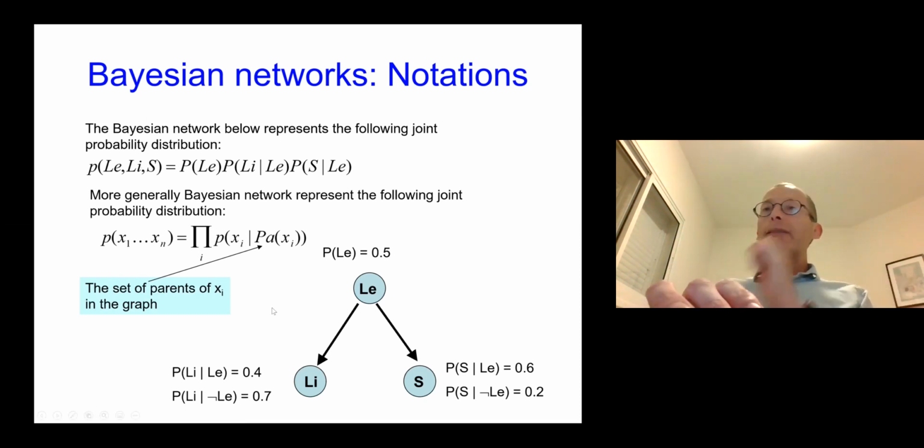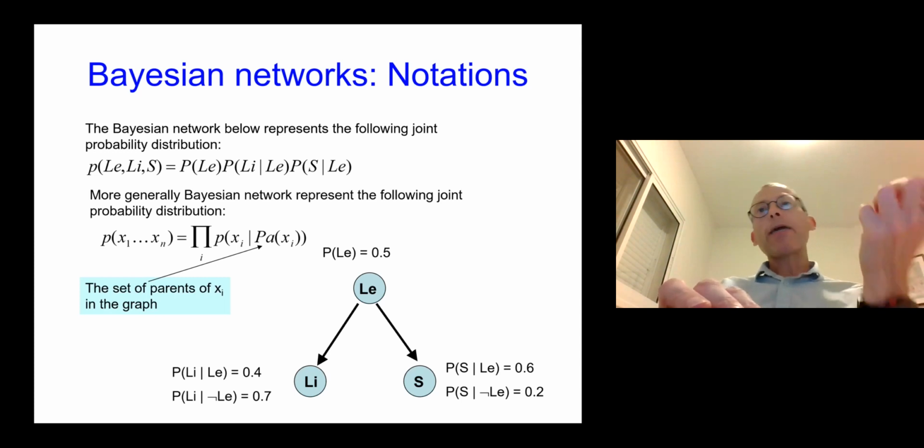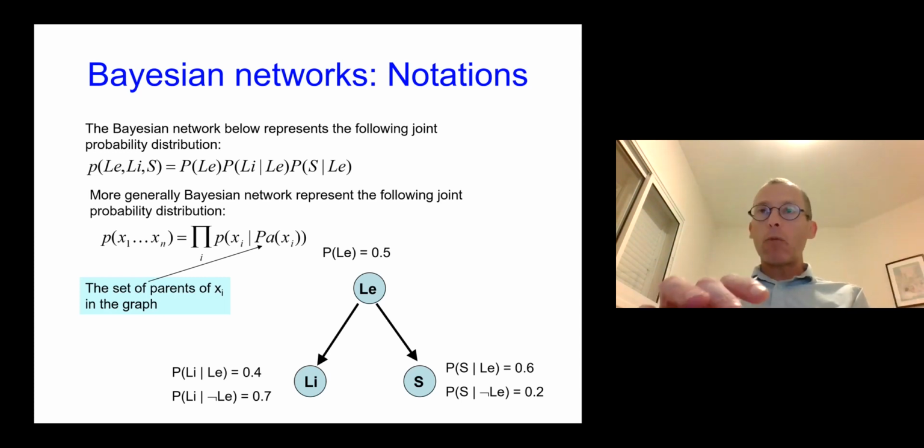Now, we said that if we assume a fully independent model for 3 random variables, we need 3 parameters. If we assume a fully dependent model, we need 7. How many parameters do we need to define the probability table of this Bayesian network? Anybody? Let's check.